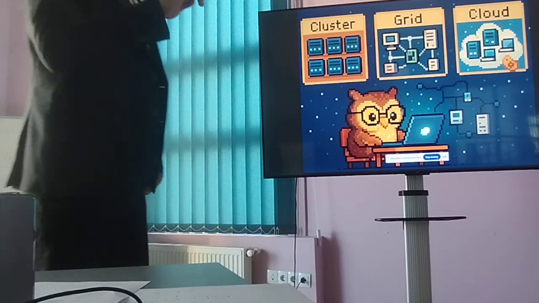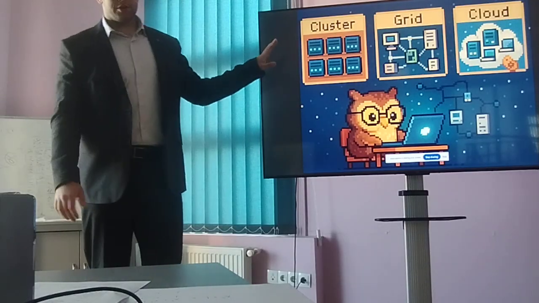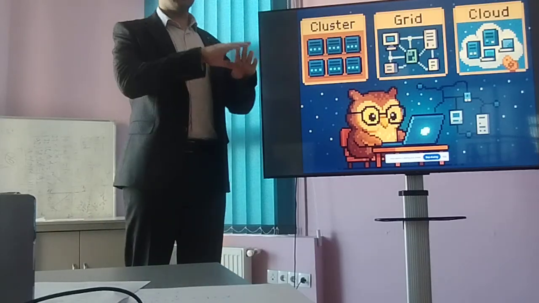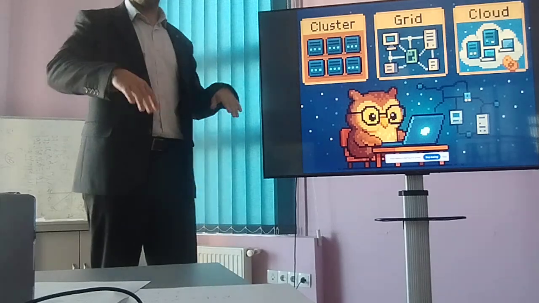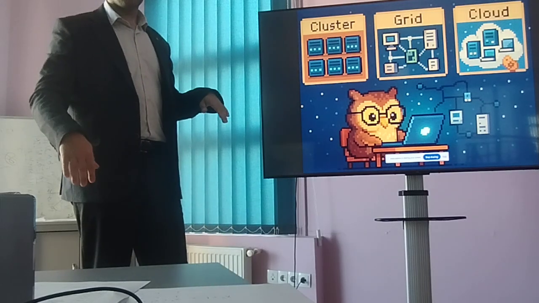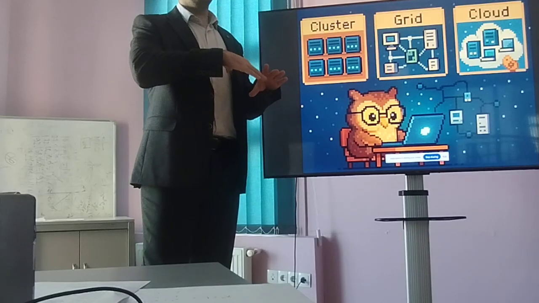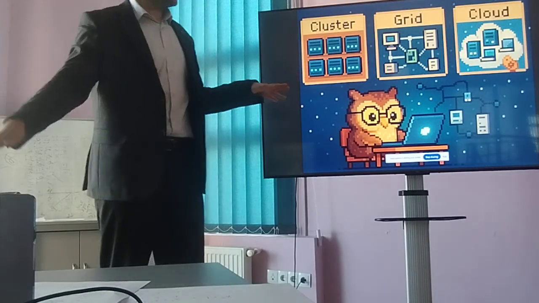The difference between cluster, grid, and cloud. A cluster is a set of homogeneous resources. So when we mean cluster, we mean that all resources are the same, like a bunch of servers in a room. They are almost uniform, almost the same.